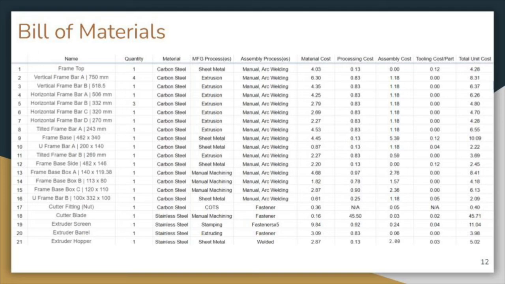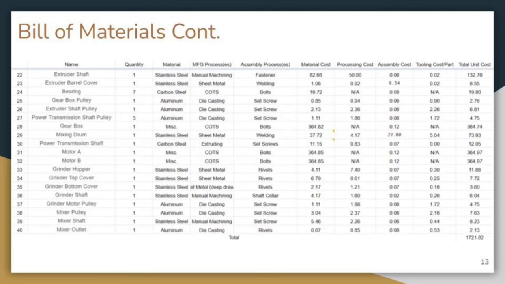And then on the next slide, we have our extruder shaft, our gearbox, mixing drum, and our 2 motors, which are the significant costly components here. One of the reasons is that we are not factoring in the mass production cost for those. And then our total manufacturing cost for this is going to be $1,722, which is less than some prices we have seen on websites for pet food extruders.